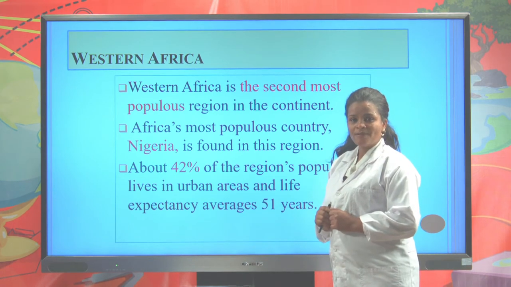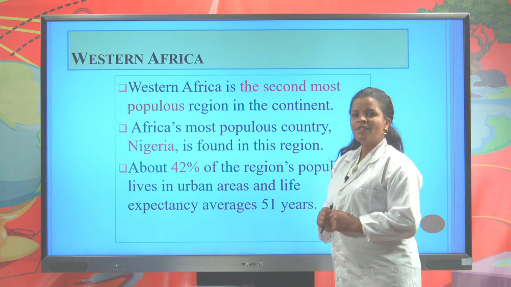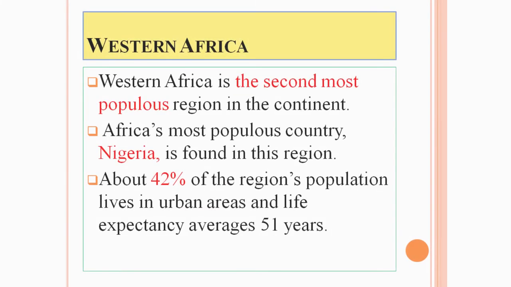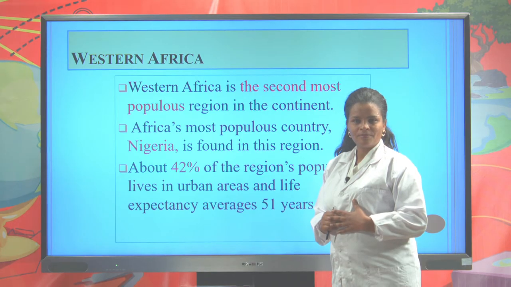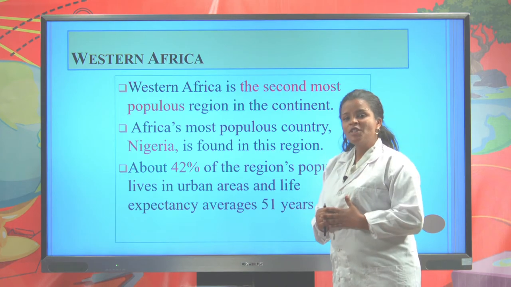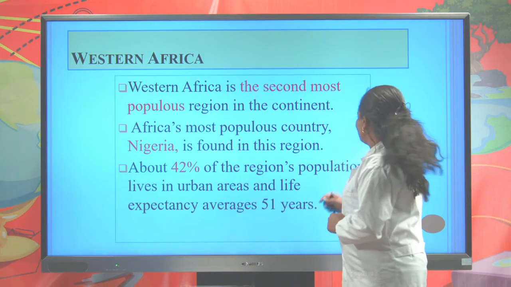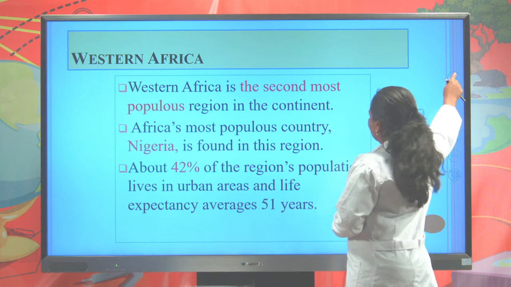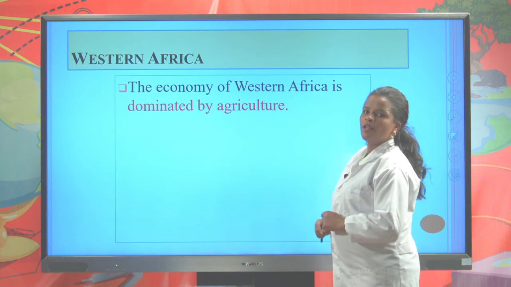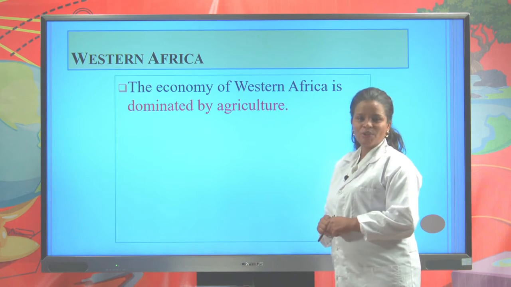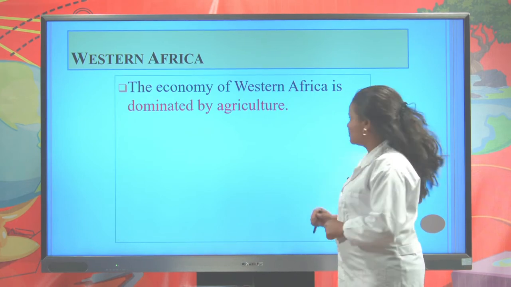In terms of size, it is the second most populous region in the continent. Africa's most populous country, Nigeria, is found in this region. 42% of the region's population lives in urban areas, and the life expectancy of this region is 51. So, the economic activity of Western Africa is dominated by agriculture.